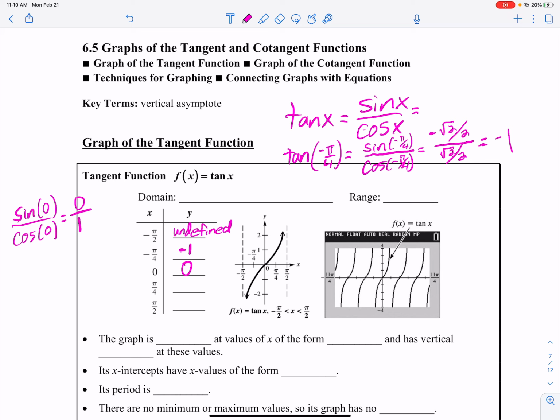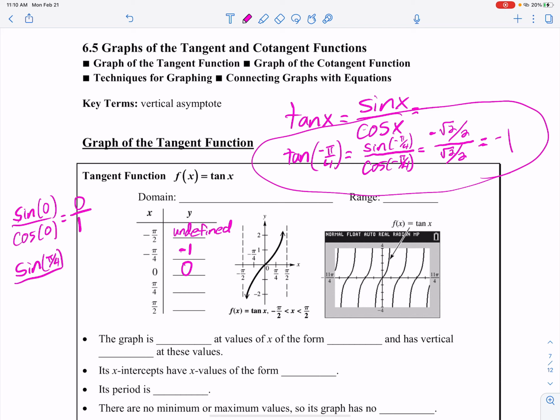Pi over 4. The only thing that's going to change for pi over 4 and what we did over here is the sign part, right? I know it's still going to be these values that I have right here. The only thing that's going to change is the quadrant and the sign. Well, so sine of pi over 4, cosine of pi over 4, we'll write this in notes for notes' sake, but we already know it's going to be a radical 2 over 2, radical 2 over 2, and then the signs.